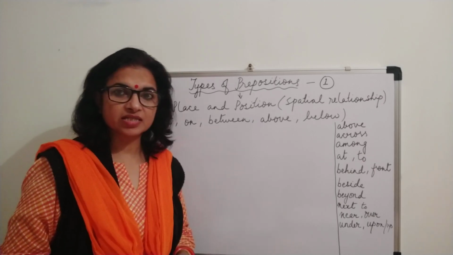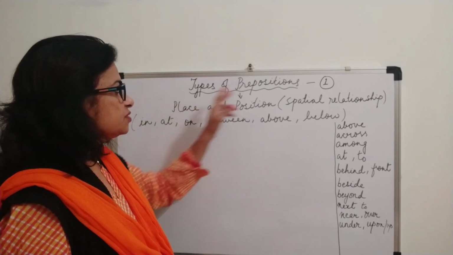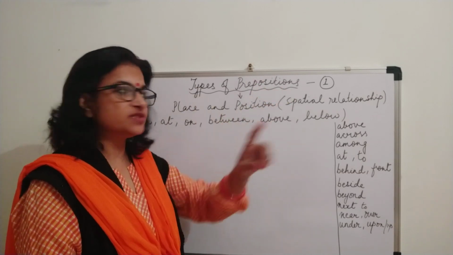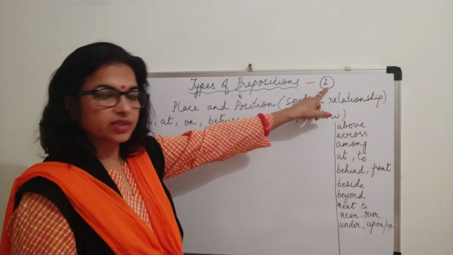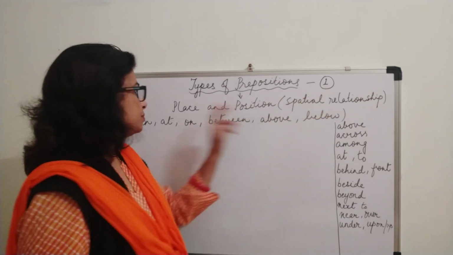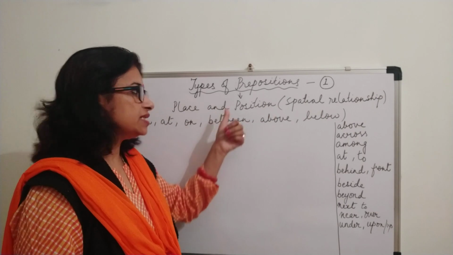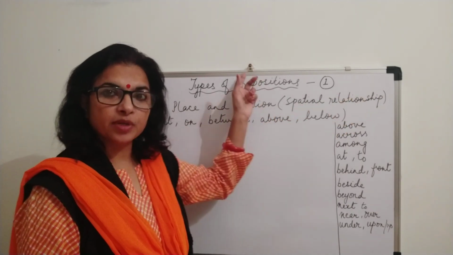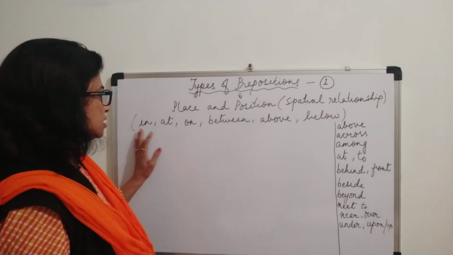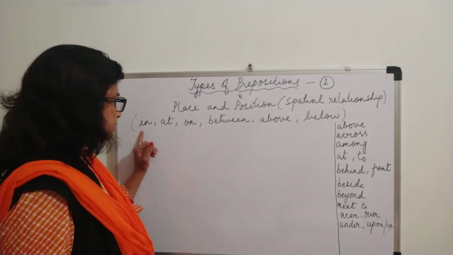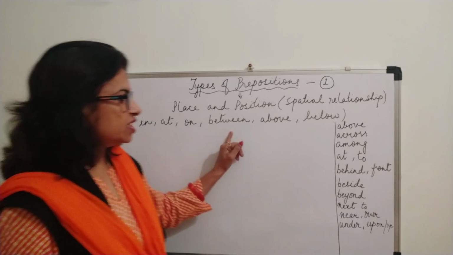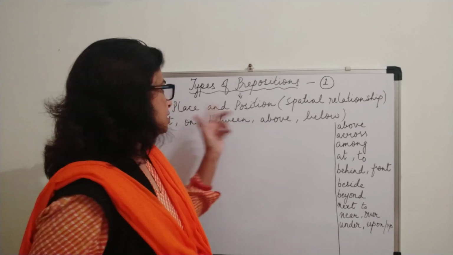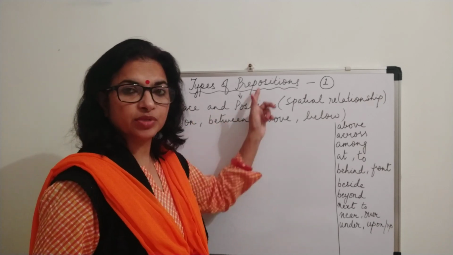Now students, let's study the first, that is types of prepositions. In types of prepositions there are three types, and first we are going to study the first one, that is place and position. Place and position are also called spatial relationship prepositions. Okay, now you can see the examples here: in, at, on, between, above, below. So they are all examples of place and position prepositions.